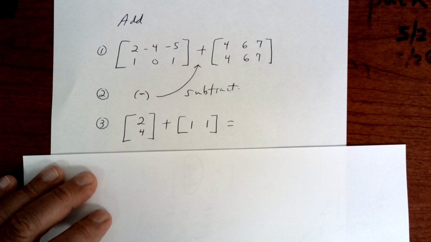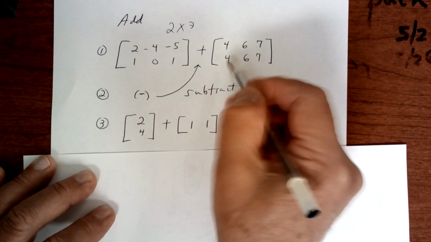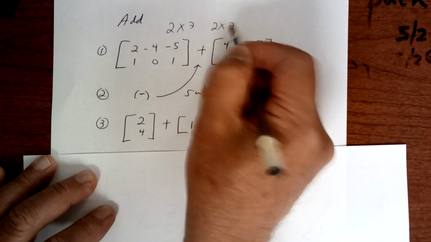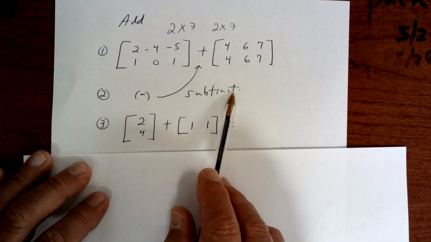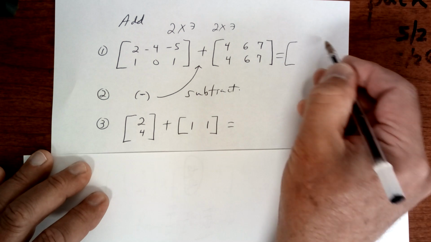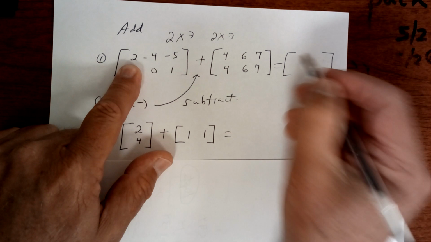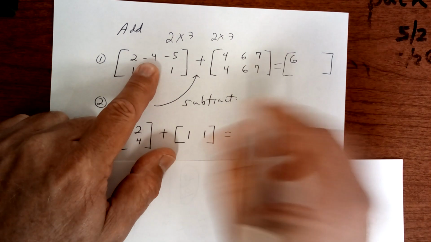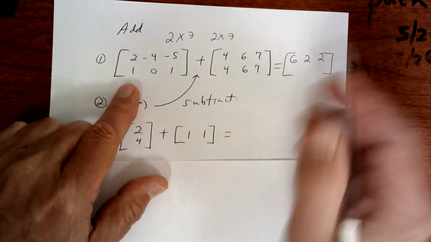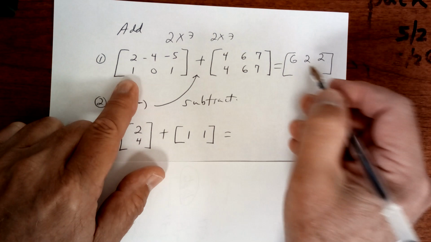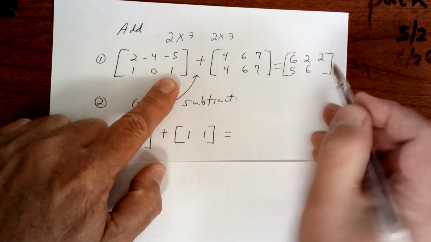Okay, so this one is a 2 by 3. This one is a 2 by 3. So they're exactly the same, so you can add and subtract them. If they were not the same, you couldn't do it. Okay, so all you do is just go through and add every element here. So, 2 and 4, 6. 6 and negative 4, 2. 7 and negative 5, 2. This one, 5. This one, 6. This one, 8. And you're done. That's all there is to it.